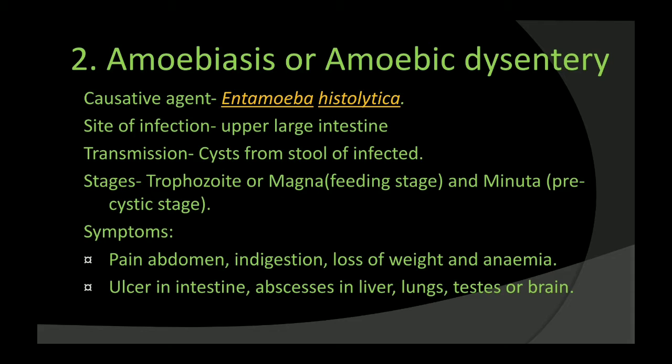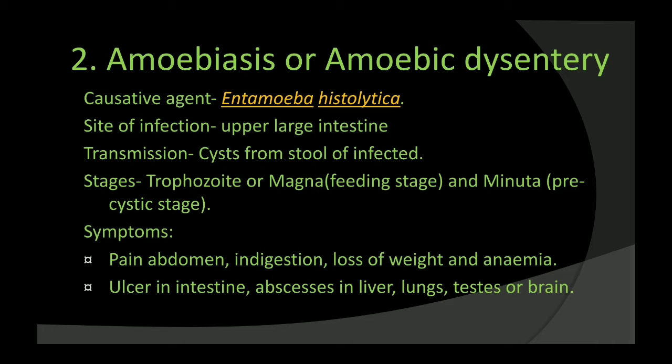That is, the people who do not follow Swachh Bharat Abhiyan and those people who defecate outside in the environment generally transmit this disease if they have the infection. So stages are trophozoite or magna stage, which is also called the feeding stage, and minuta or pre-cystic stage. The cyst stage is the infective stage for human beings.